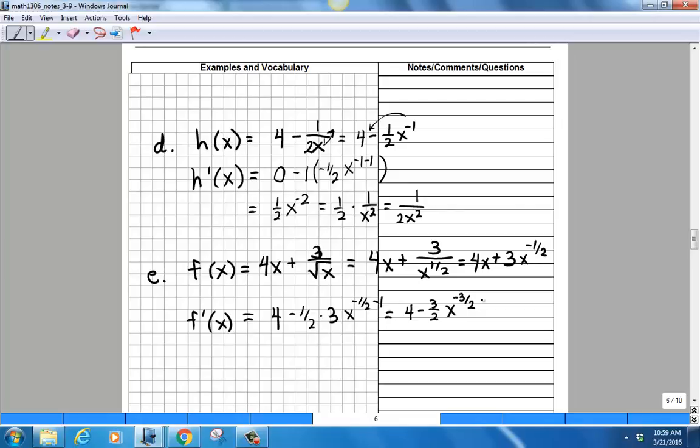Now let's see if we can gut it out and simplify x to the minus 3/2. How can we rewrite x to the minus 3/2? Yeah, put it in a fraction and in a radical, right? So just leave the 3/2 and first write it as 1 over x to the what? Yeah, x to the 3/2. And then how can you write x to the 3/2 as a radical?